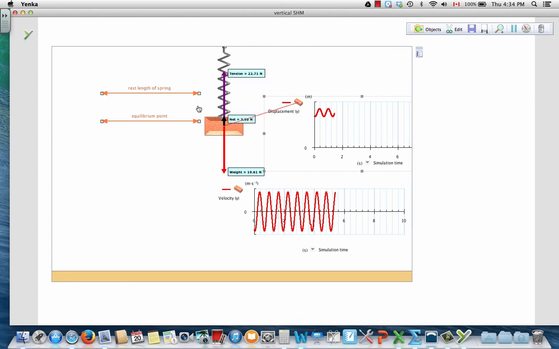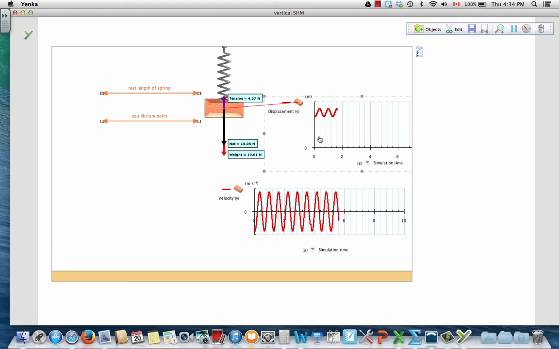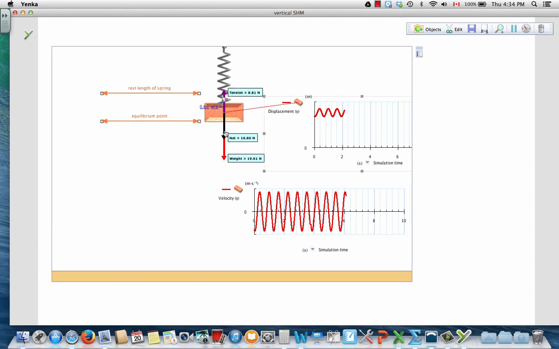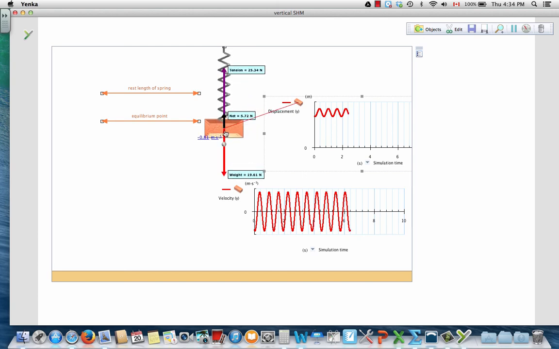So you can observe how the net force is changing with time, how the other two forces are changing with time, what the position graph looks like over here, and what the velocity graph looks like. You can see as well, when I bring the cursor close, it's displaying the velocity as a function of time, negative being downwards, positive being upwards.